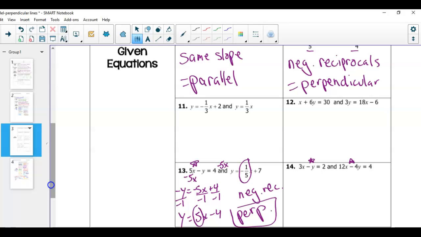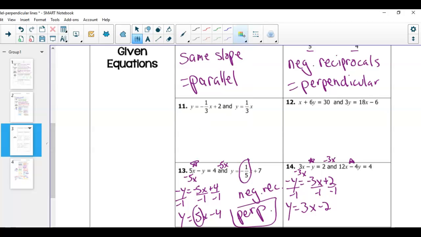For number 14, same thing, but now we have to do this twice. I'm going to start with the one on the left by moving 3x to the other side and switching the order of these two. And then again, I need to divide everything by negative 1. So I'm left with y equals positive 3x minus 2.